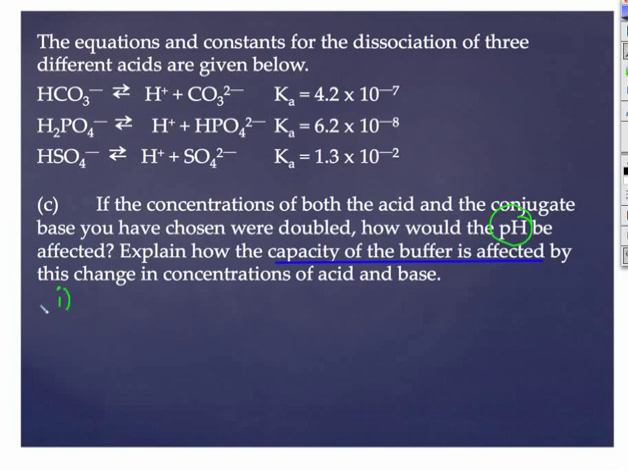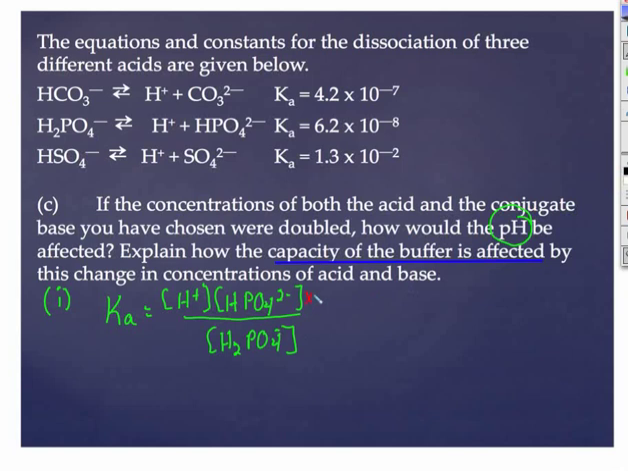So let's address the first issue. If we have our Ka equal to, and you can do this via Henderson-Hasselbalch, is also a great argument for this, PO4 2- over H2PO4-.